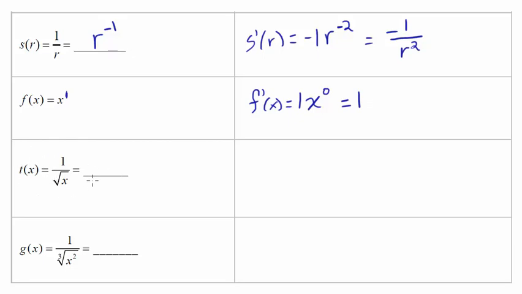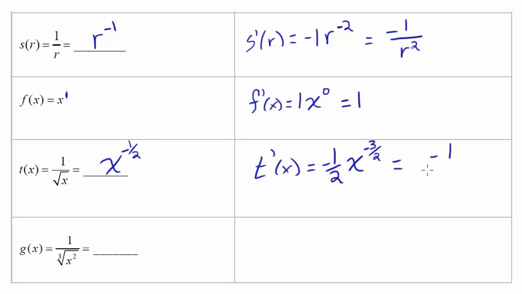All right, so for t of x, I'm going to rewrite this as x to the negative 1/2. So that was my algebra step. Now I'm ready to take its derivative, t prime of x. I'm going to bring down the negative 1/2 x. And if I subtract 1 from that, I get negative 3/2. Okay, now it's not necessary, but this is equivalent to, if I bring the x back down into the denominator, then this becomes the square root of x to the 3rd.